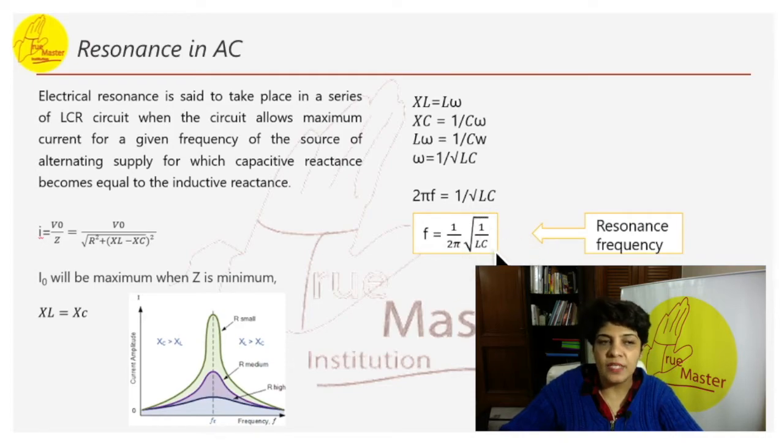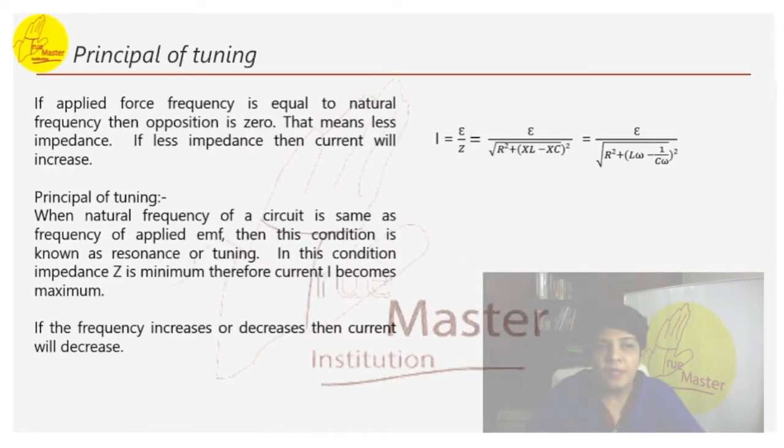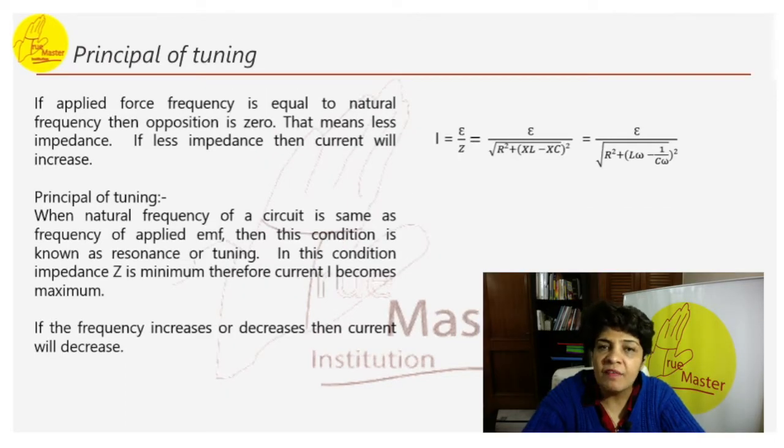This is the resonance frequency. Revising a few of the terms that we have just discussed, Z is called impedance. Tuning and resonance are the same thing. We have learned if the applied force frequency is equal to the natural frequency, then opposition is 0. That means less impedance. If less impedance, the current will increase.